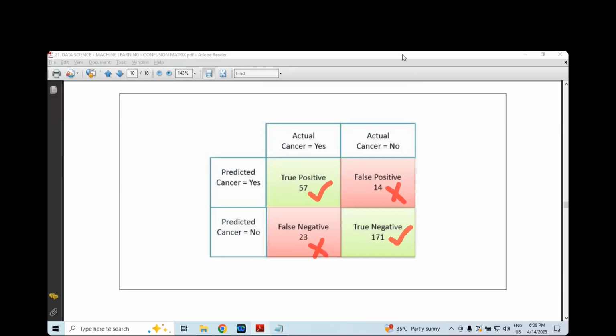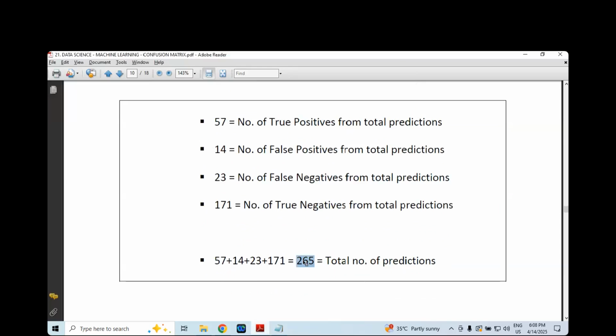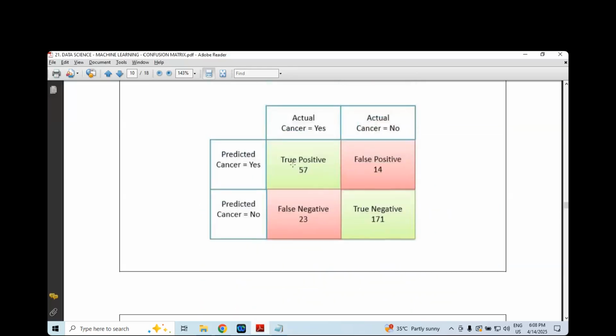Out of how much? 265. Very good. 57 positive: a patient came and he is really suffering with cancer. The doctor also confirmed the actual condition: he is affected, get ready, start medication. Another patient came. The doctor is confirming, don't worry, you are not affected. No problem at all. Here medicine is supposed to start. Here, no medicine is actually needed.